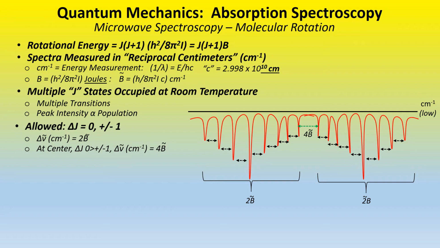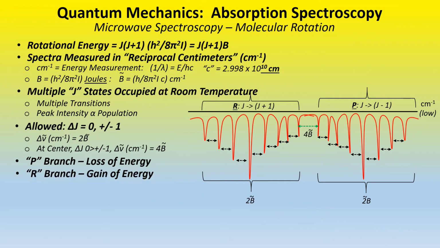These two branches have names. The P branch is any change of -1 where there's a loss of rotational energy. The R branch is any change of +1 where you have a gain of energy. Microwave spectroscopy can be used in inorganic compounds to find electronic populations. For organic compounds, it is essentially used to find bond lengths.